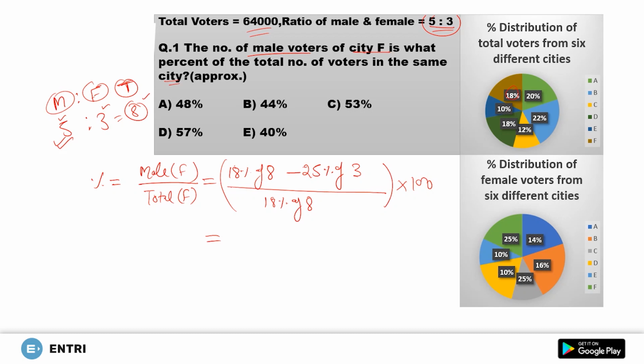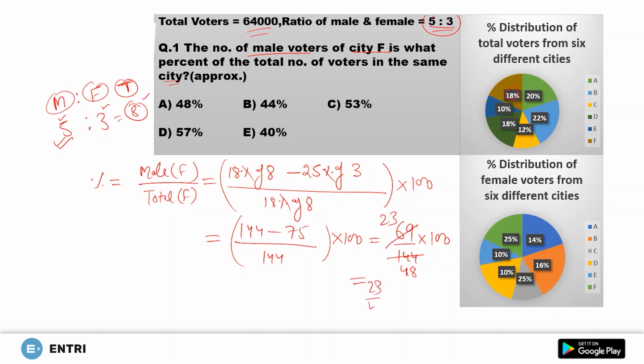And what will be 18 into 8? You will get 144. This 25 into 3, because the percentage will cancel out. Okay, this is minus 75 divided by 144 into 100. So 144 minus 75, what is 144 minus 75? That is 69 divided by 144 into 100. Okay, so just calculate this. By 3, this is 23. By 3, this is 48. So we will get 23 by 48 into 100.